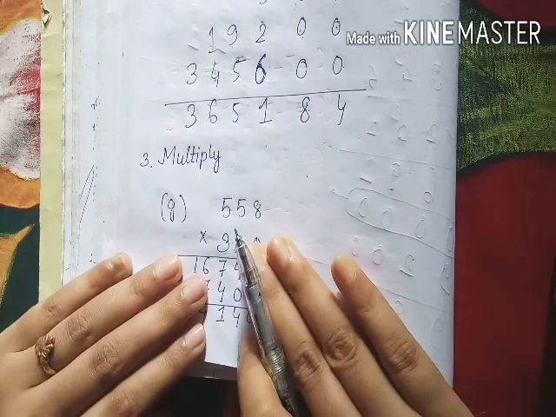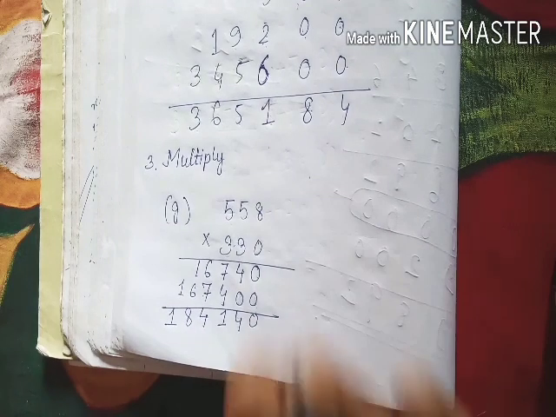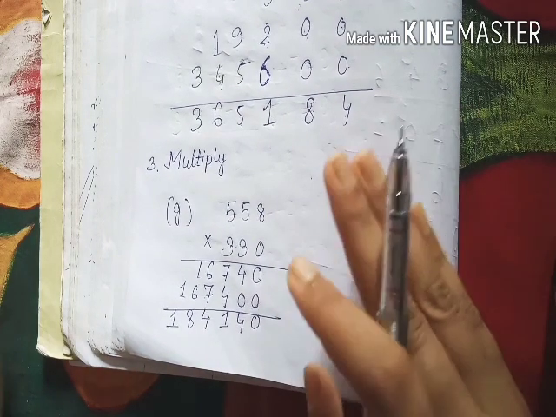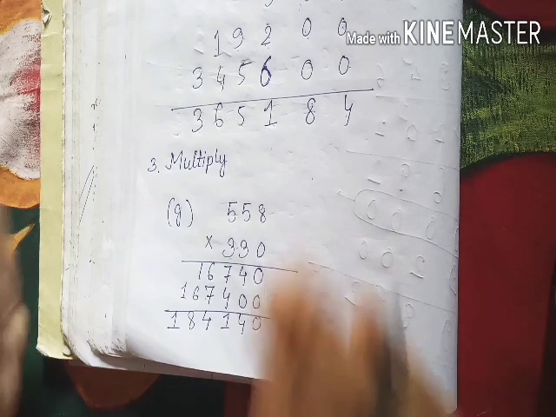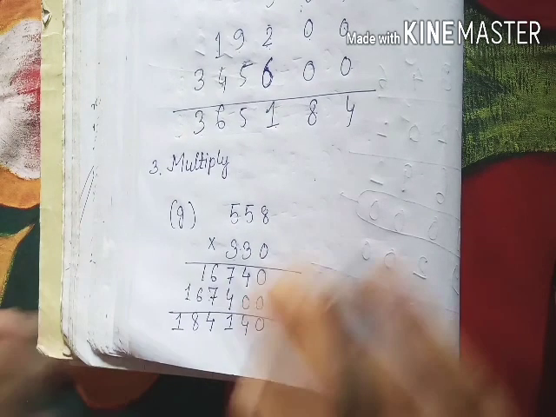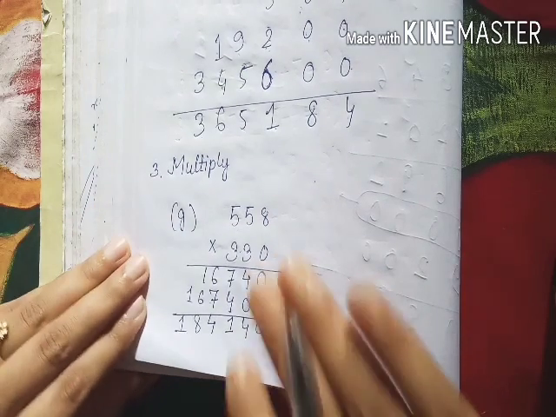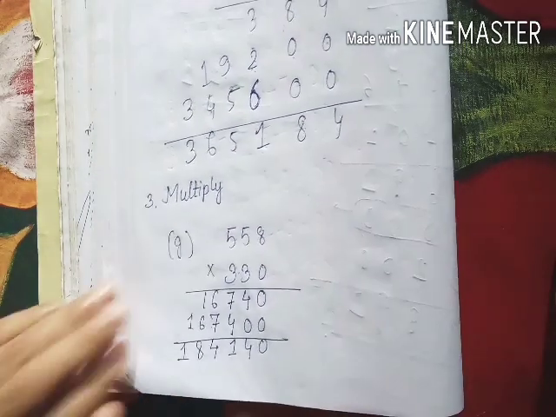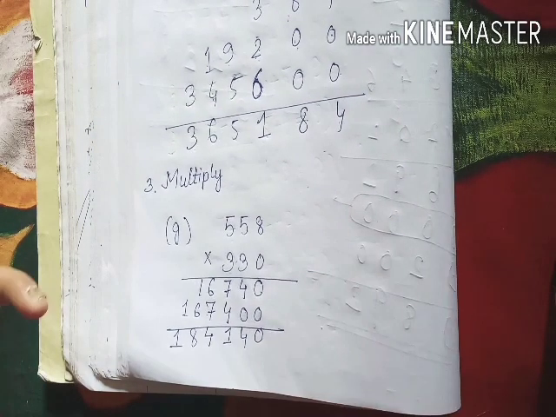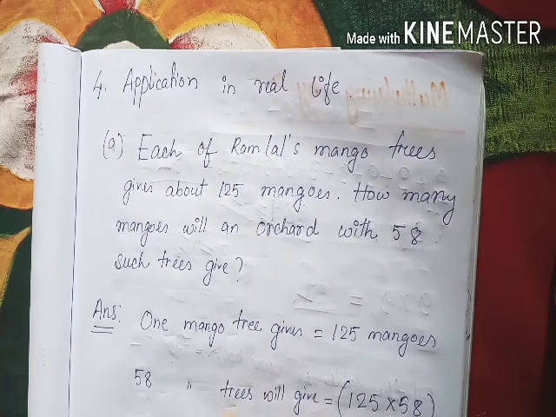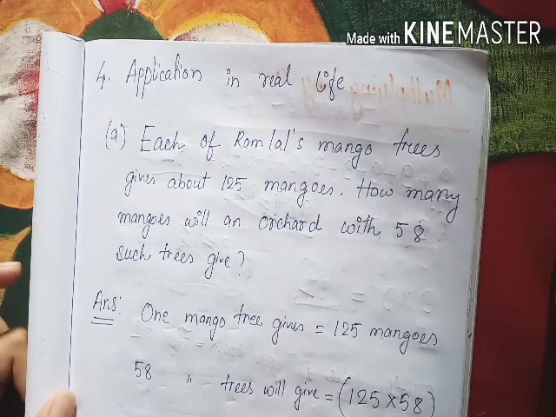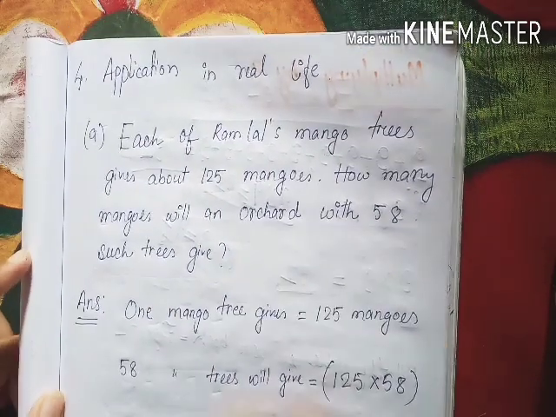So students, what I'm trying to say is that your multiplication table should be in your mind. That means when you are looking at the number, it should immediately come to your mind. Then only will you get a lot of enjoyment when you solve this kind of problem. Some applications in real life problems are there. What problems? Let me discuss that.